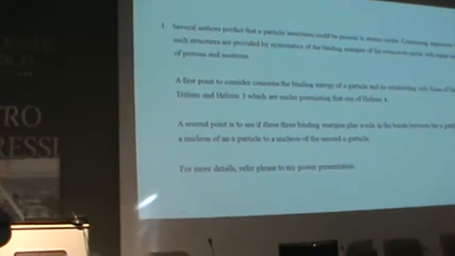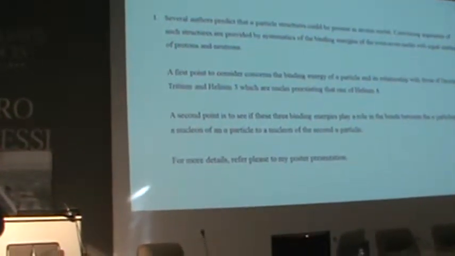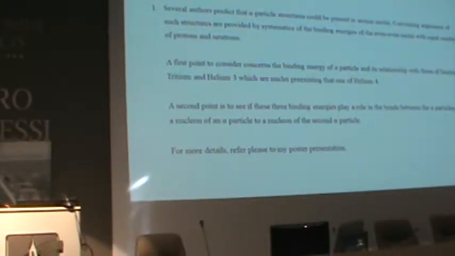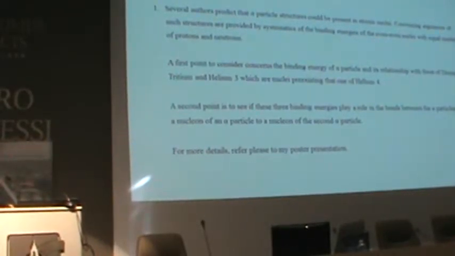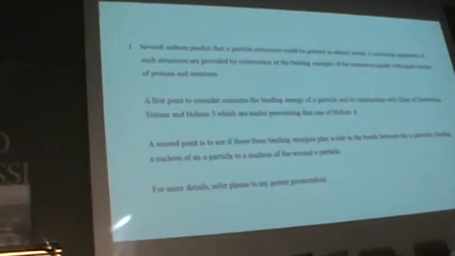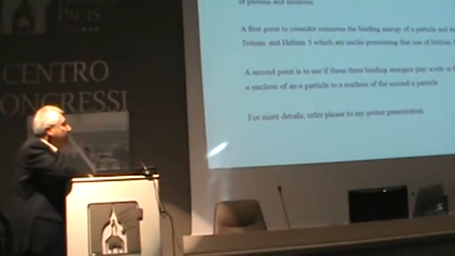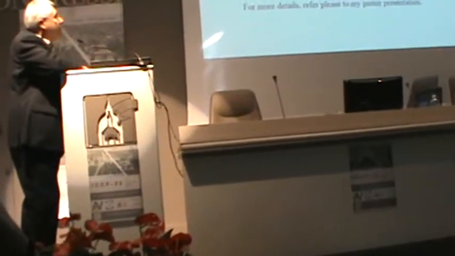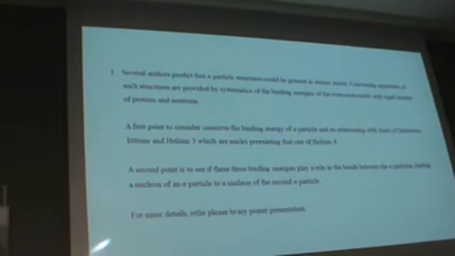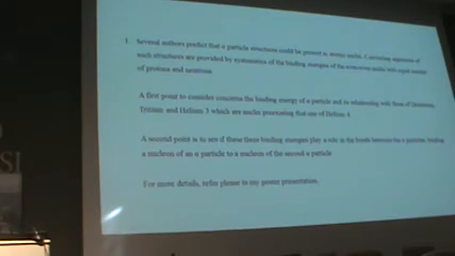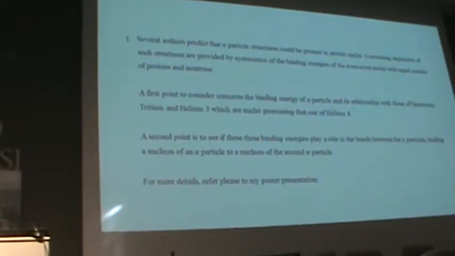So several authors predict that alpha particle structures could be present in atomic nuclei. There are convincing arguments for such a structure, and I am of that opinion. So for me, to calculate the binding energy of several nuclei, there is a first point to consider. This concerns the alpha particle binding energy and its relationship with those of deuterium, tritium, and helium-3, which are nuclei pre-existing that of helium-4, actually.